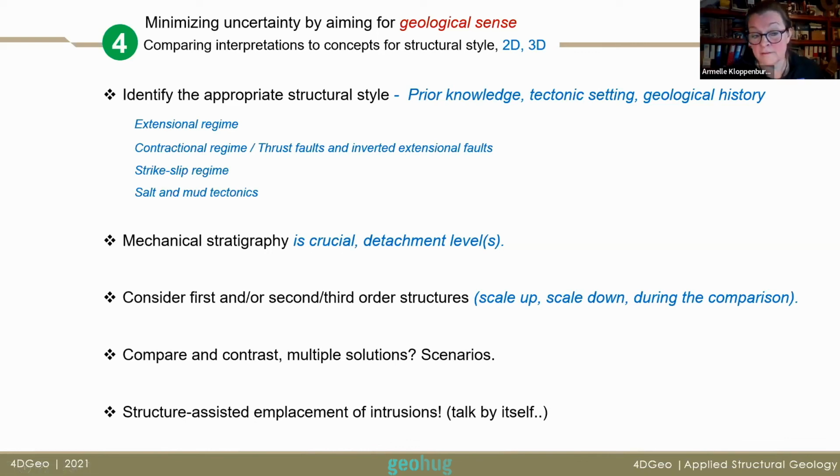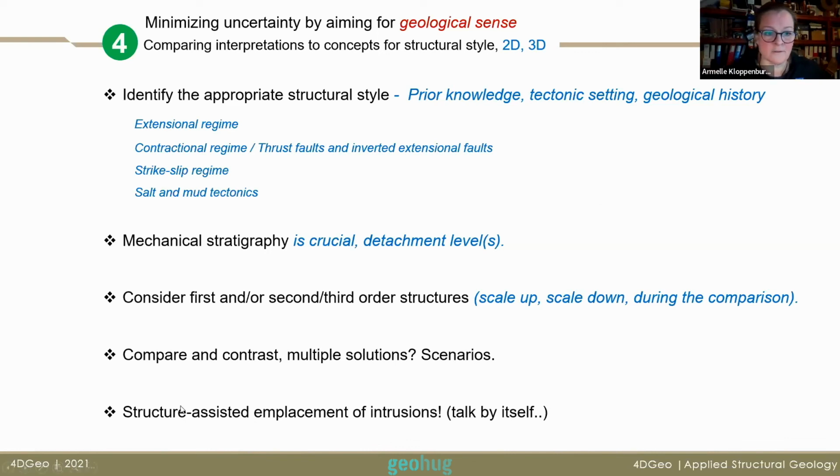And often you have to make assumptions on that, so you may have to entertain different scenarios on that topic. I'd recommend to consider first and second order structures, as we looked at with that extensional fault. It's important to know when you're looking at structures which ones they are. Are they the main structures, or are they just the second order, maybe even third order structures? So make sure that you consider that.